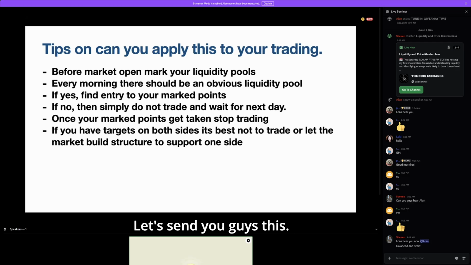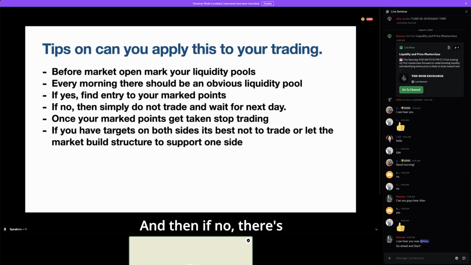I'm sending you guys this, and I'm still going to send my bias and stuff, but I want you guys to be able to mark this on your charts on your own. And then, if yes, find an entry to your marked points. I know a lot of you guys trade VWAP or EMAs or something, but have those points marked out and just see how the market draws towards them or reacts from them.